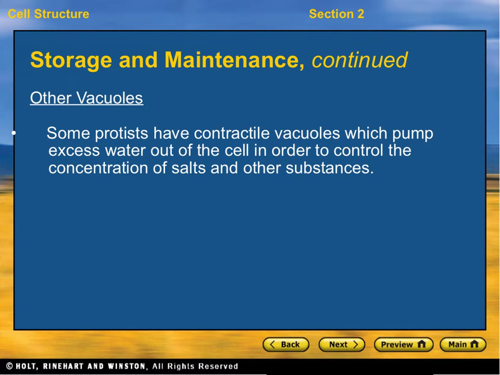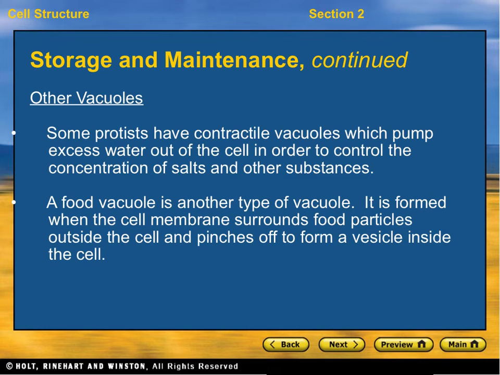Now we have other types of vacuoles as well. Some protists have contractile vacuoles, and these are used to pump excess water out of the cell in order to control the concentrations of salts and other substances. We also have what we call food vacuoles. Okay, this is formed when the cell membrane surrounds food particles outside of the cells and it wants to move it inside of the cell.